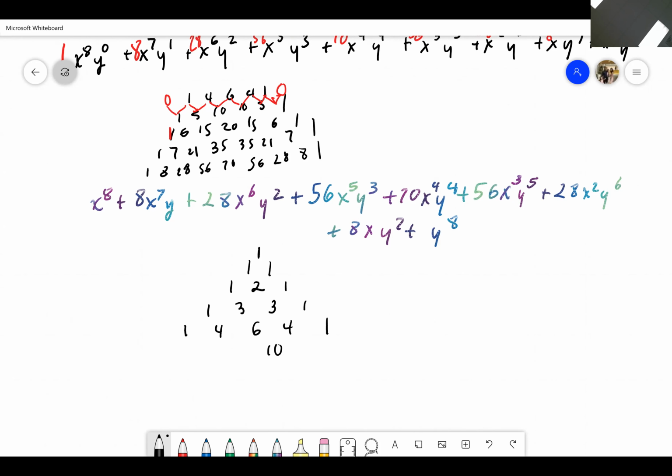6 plus 4 is 10. 4 plus 6 is 10. 1 plus 4 is 5. 4 plus 1 is 5. 1 and 1. That's how you do Pascal's triangle.